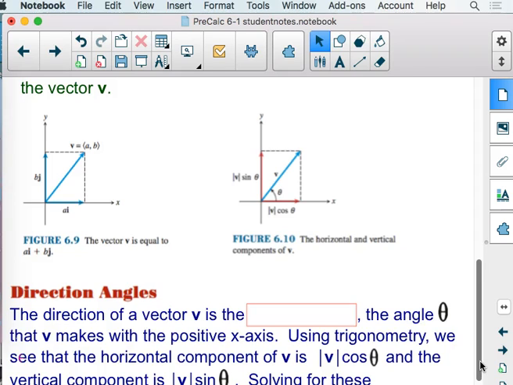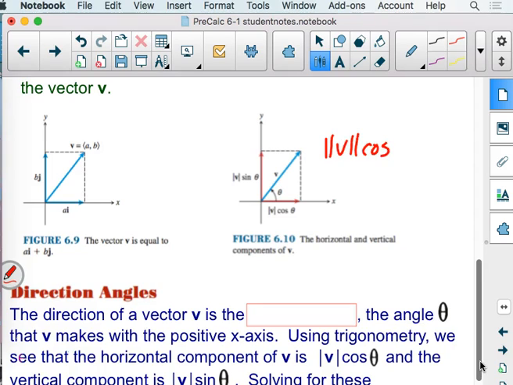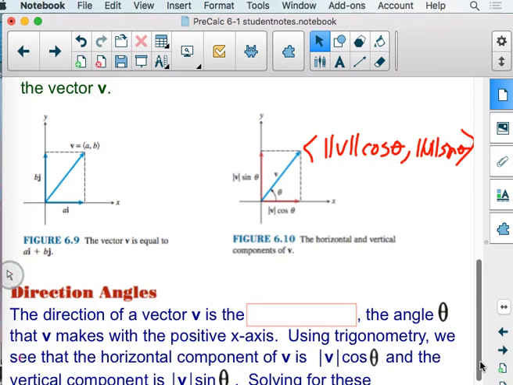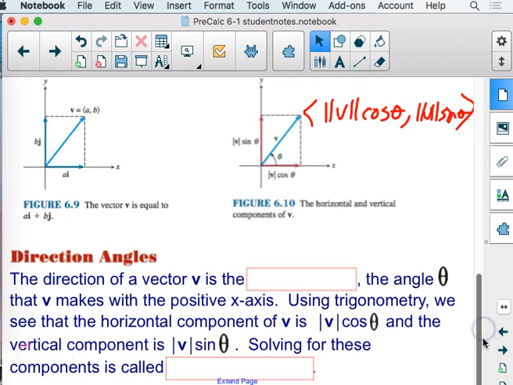But we have this little magnitude piece in there because we're talking about vectors. So the magnitude of v times the cosine of theta, comma, magnitude of v, sine of theta, will actually give us that component. So, like I said, most of what we're going to do now is try to figure out how do you get people directions. You know, how do we do that?